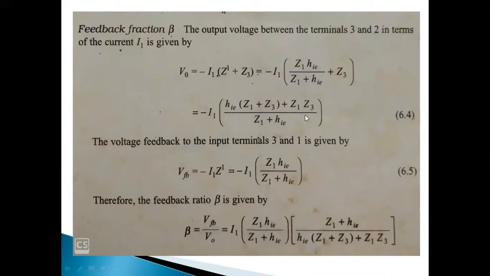Minus I1 into Z dash is the parallel combination of Z1 and HIE plus Z3. That is minus I1 into, and take LCM. Then we have Z1 plus HIE in the denominator. In numerator, Z1 HIE plus Z3 into Z1 plus HIE. That is, if you take HIE as common, HIE into Z1 plus Z3 plus Z1 by Z1 plus HIE. This is the output. Okay.